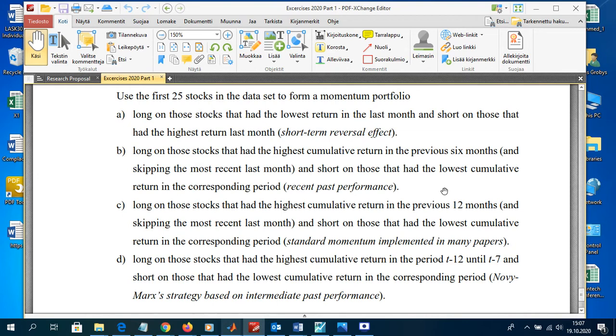And finally, the last strategy that we would like to implement is a strategy that is long on those stocks that had the highest cumulative return in the periods T-12 until T-7. And we finance this position by shorting those stocks that had the lowest cumulative return in the corresponding time period. This is a strategy that is discussed or suggested in Novy-Marx's paper, and the strategy is based on intermediate past performance.